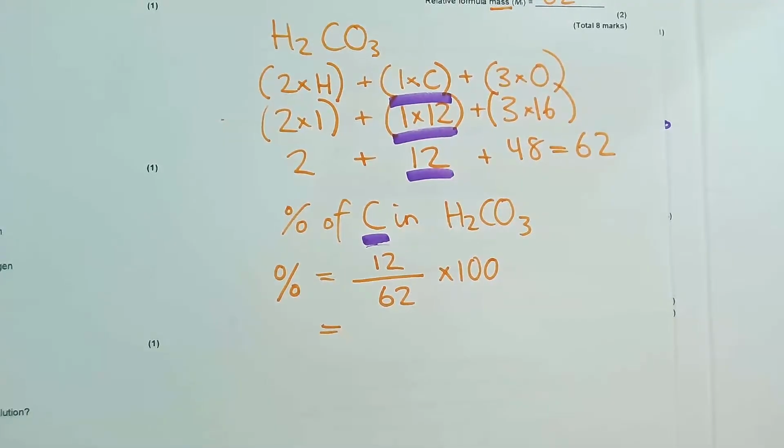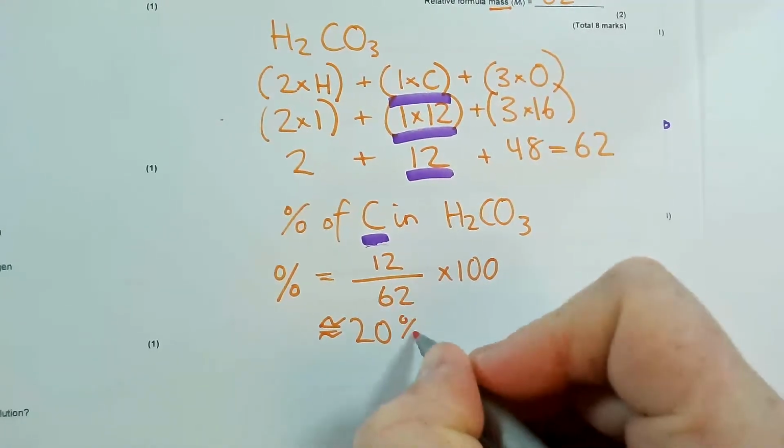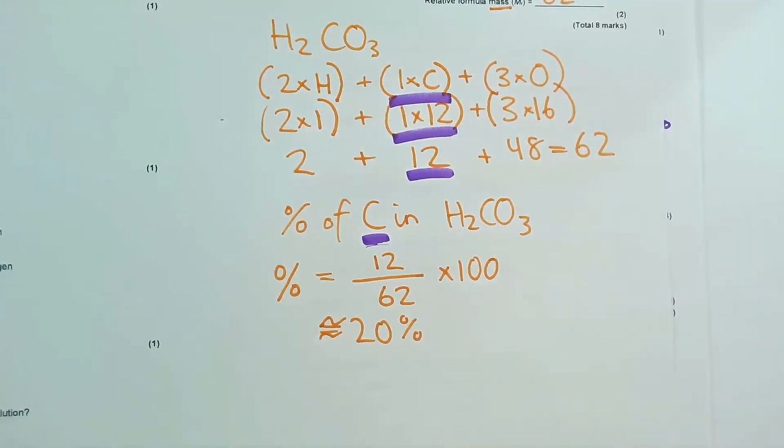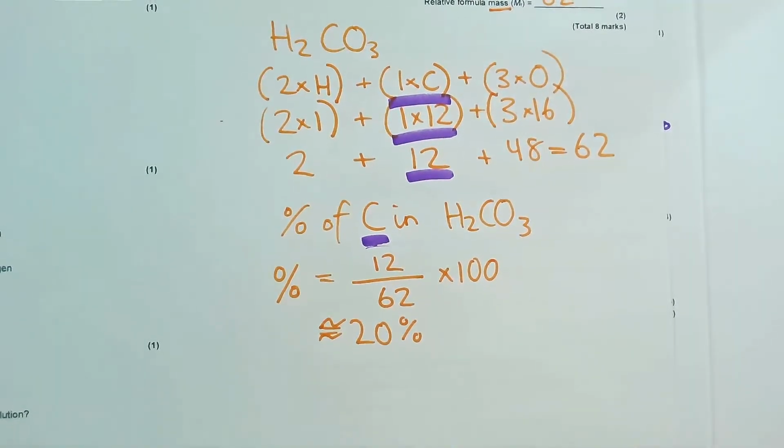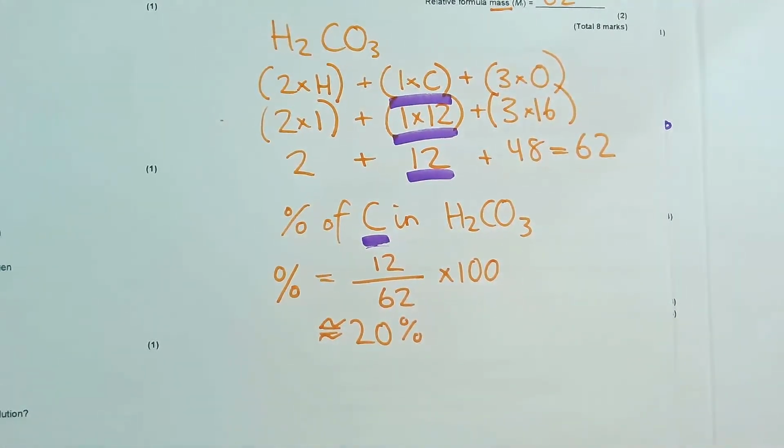Off the top of my head, that's going to be annoying. It's going to be roughly a fifth, so it'll be roughly 20%. Okay, it'll be like 19.1 or something. So that's the only other thing they can kind of go through in foundation.